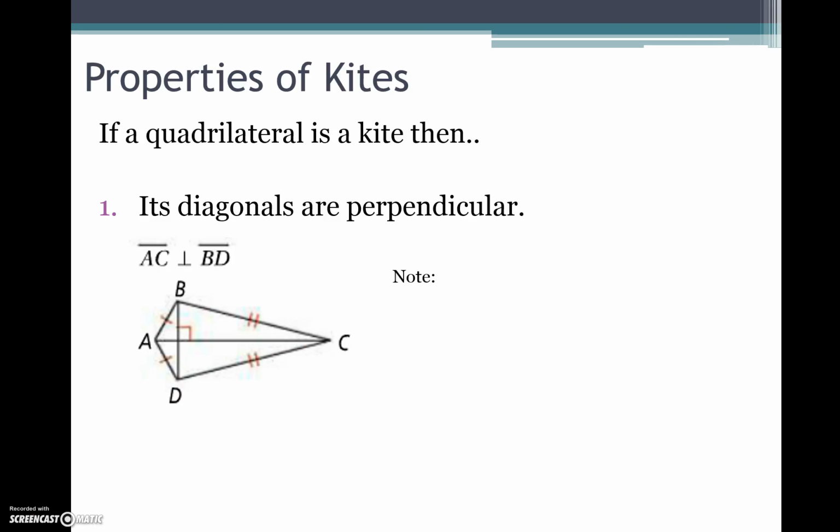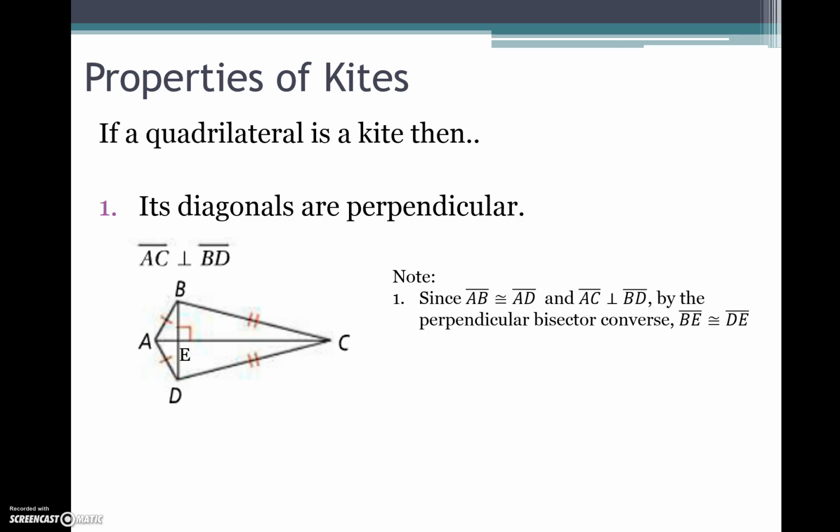So now let's look at some properties. The first one we have here is that diagonals are perpendicular. If I were to draw the diagonal from A to C and B to D, we're going to find a couple of right angles. Here's a couple pieces of important information for you to remember. The first thing is, since segment AB is congruent to segment AD, and we know that segment AC is perpendicular to segment BD by what we just discussed, by the perpendicular bisector's converse, we can conclude that BE is congruent to DE, or in other words, that E is the midpoint of segment BD, right in the middle there.